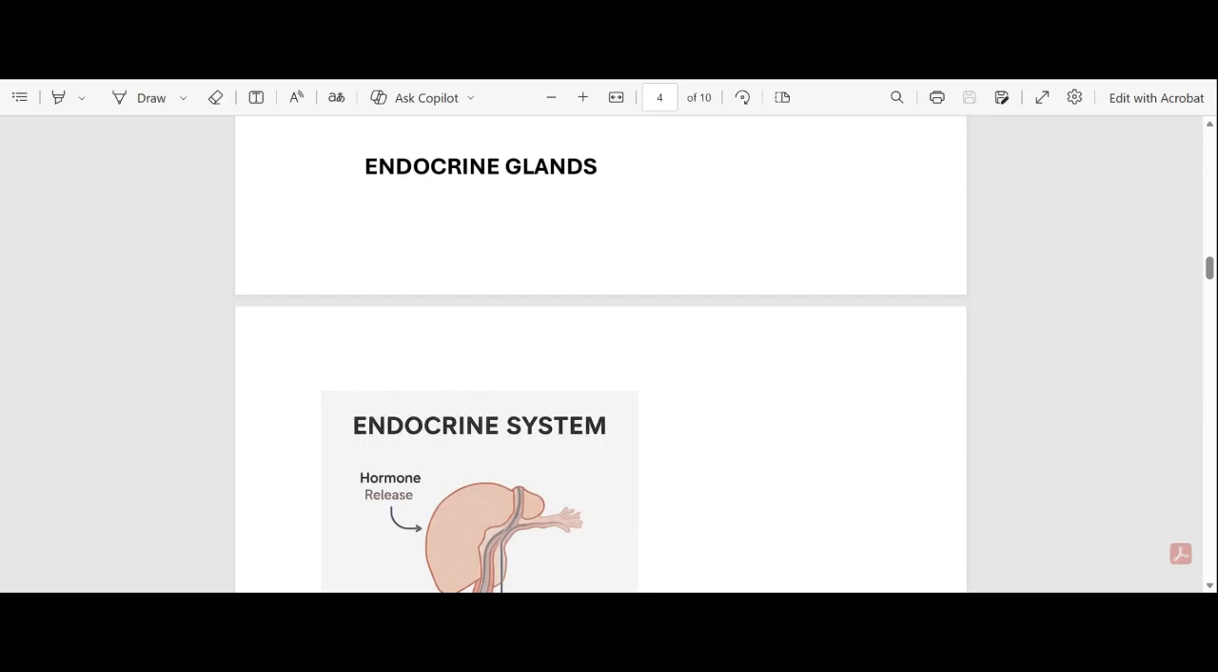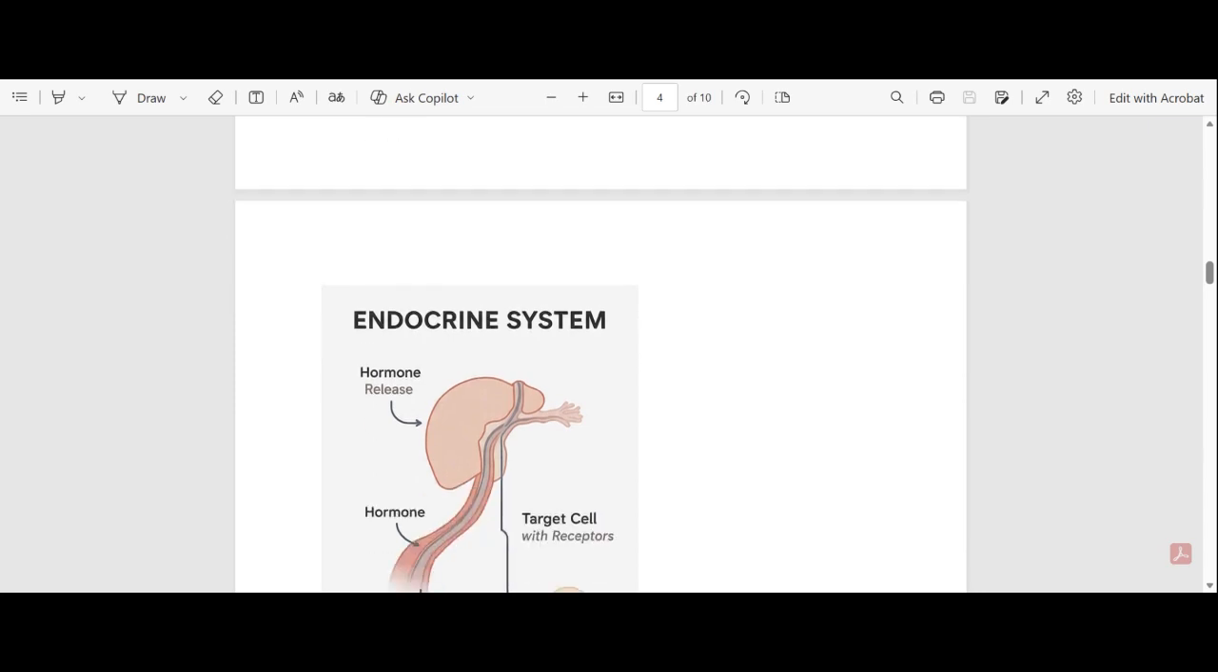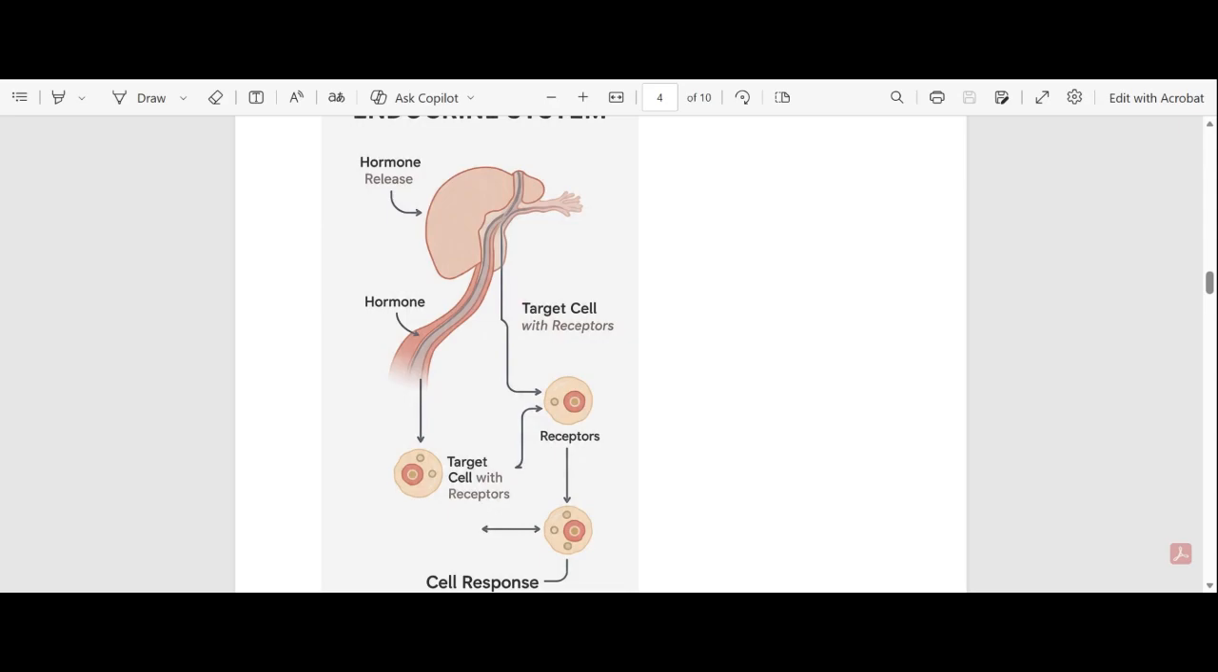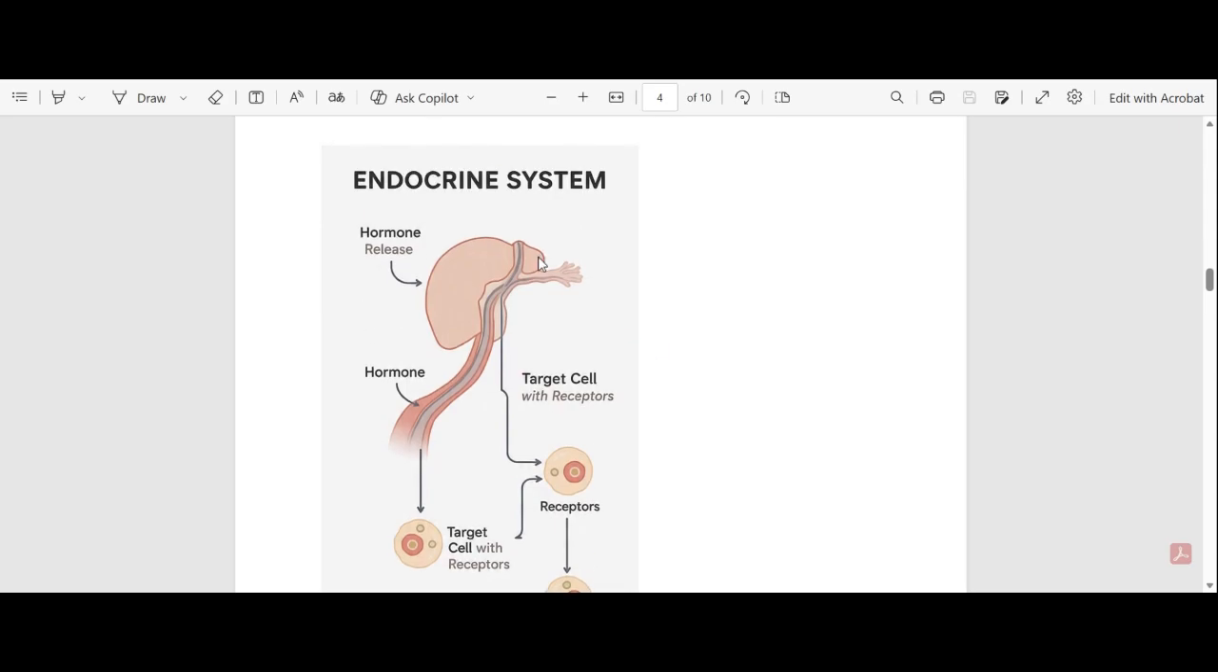Okay, now let's get into endocrine glands because we are dealing with the endocrine system. How does the endocrine system function? It functions as follows. You have a gland that's going to release a hormone, right? As you can see, we have our gland here, and this gland is going to release the hormone directly into the bloodstream, and that hormone goes to your target cell, or it can be a target organ.